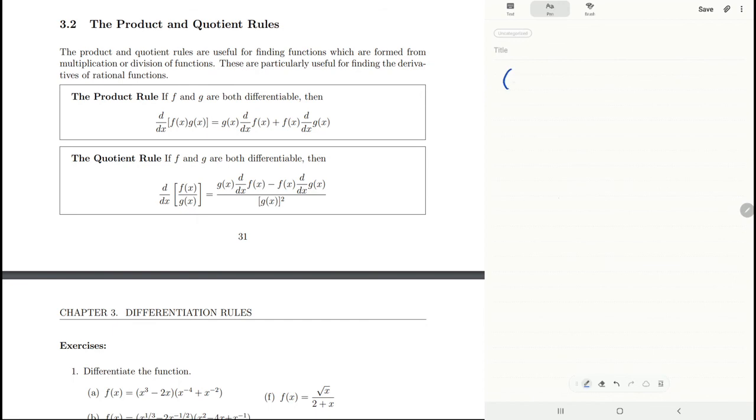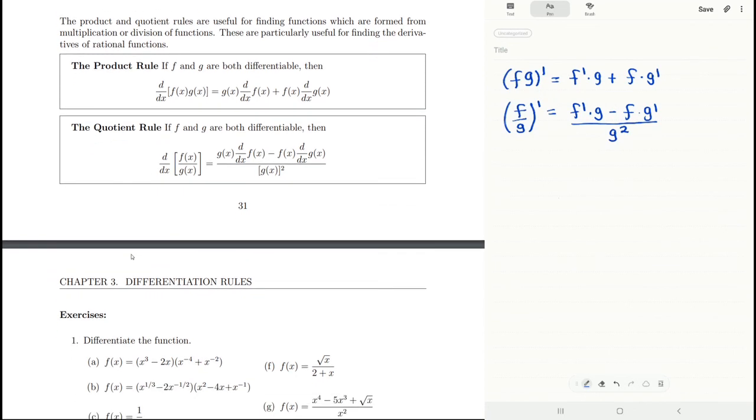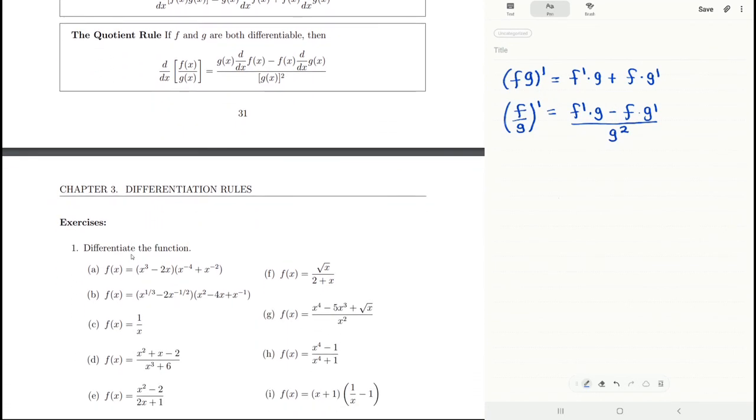We can also write these rules using prime notation. The product rule says that the derivative of f times g is equal to f prime times g plus f times g prime. And for the quotient rule, the derivative of f divided by g is equal to f prime times g minus f times g prime, all divided by g squared. So let's have a look at some examples of using these rules.